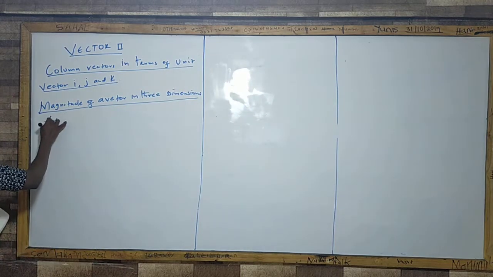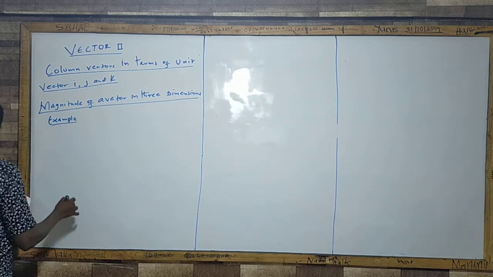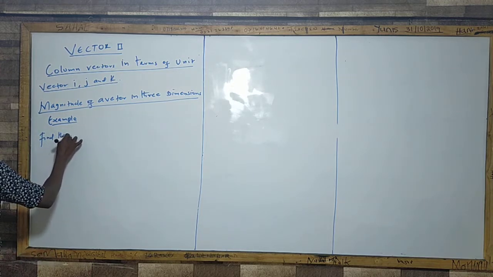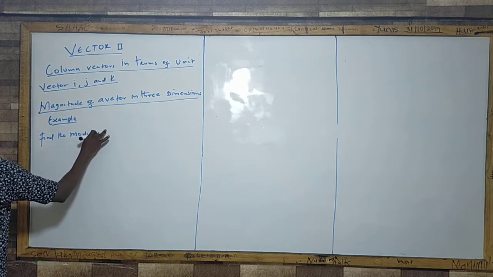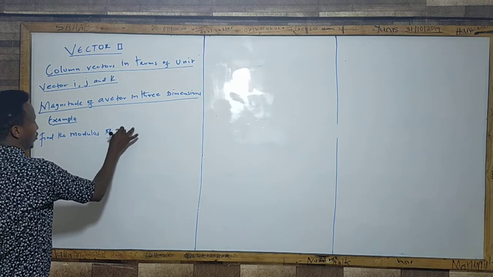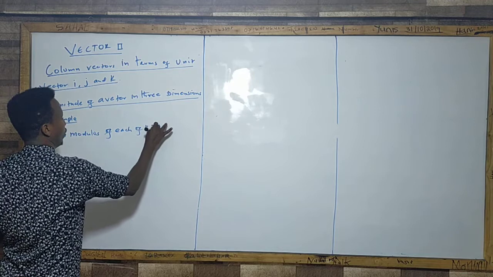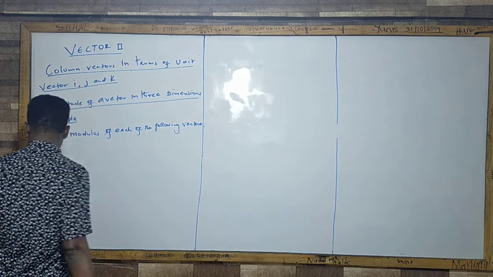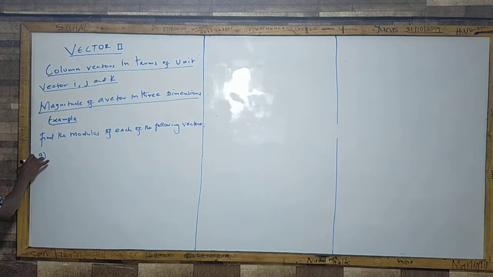Sometimes you'll be told like this. Find the modulus. The modulus means what? Magnitude of each of the following vectors, okay? Then we have the first one as 2, 4, 7. Look here, bear witness here, please. 2, 4, 7, okay?